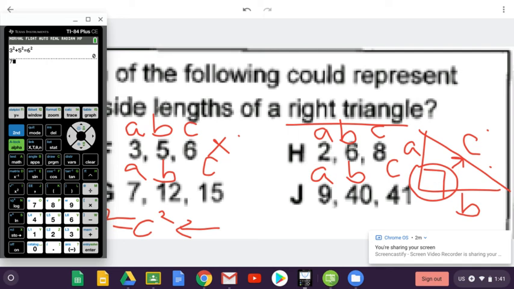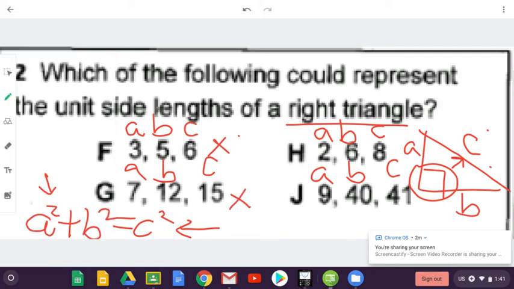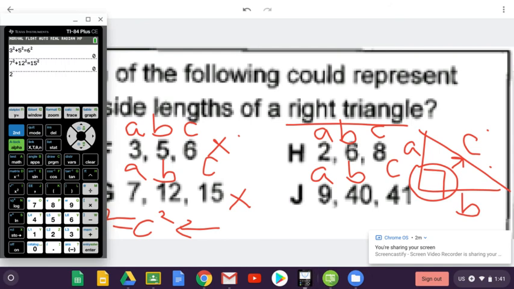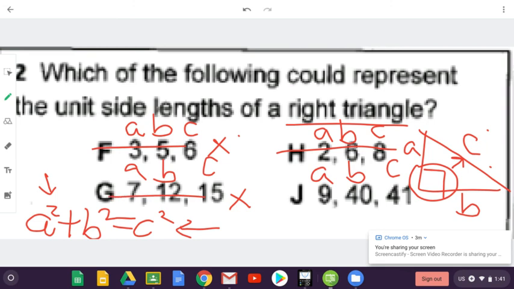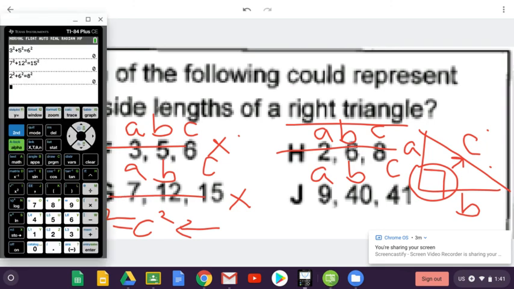So I'm going to do the same thing. 7 squared plus 12 squared, second math, is equal to 15 squared. That is also incorrect. Now let's look at H. 2 squared plus 6 squared, second math, is equal to 8 squared. Again, all I'm doing is putting it in exactly as I see it into the calculator, just filling in A, B, and C accordingly.